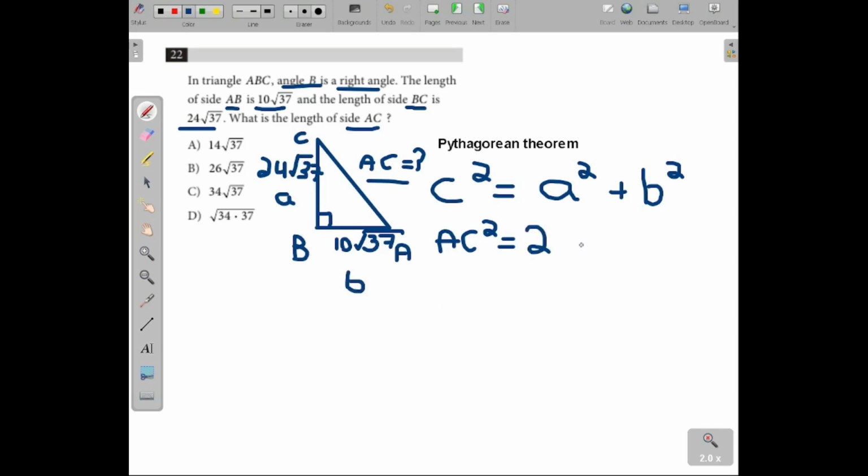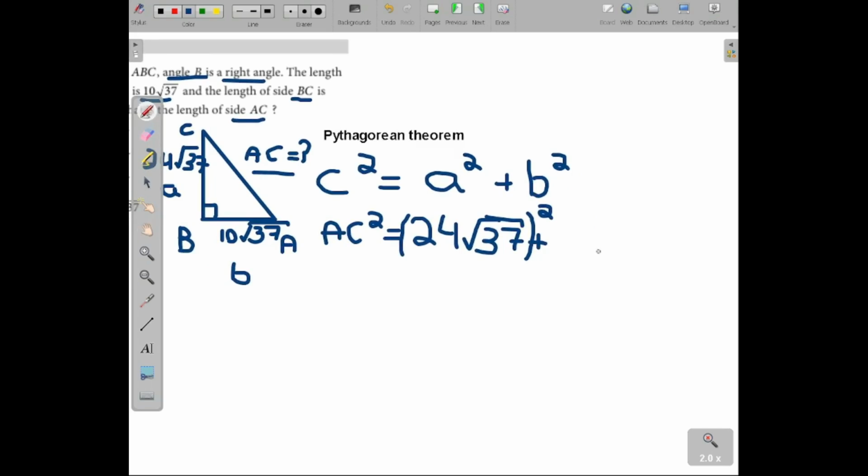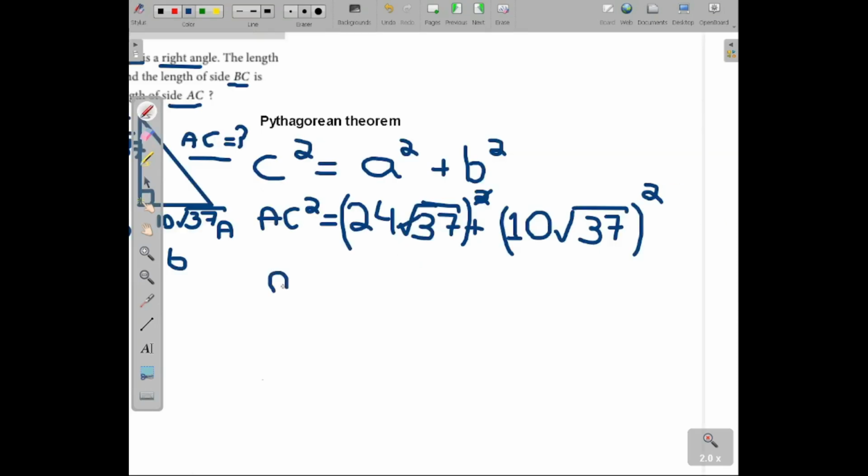The length of side A is 24 square root of 37, squared, plus the value of B, that's 10 square root of 37, and squared. So let's continue. AC squared is equal to 24 squared, which is 576.